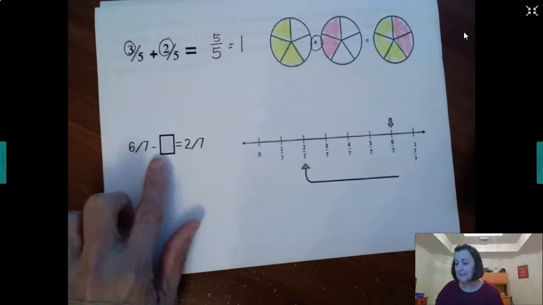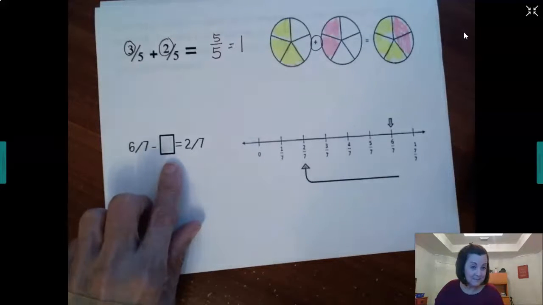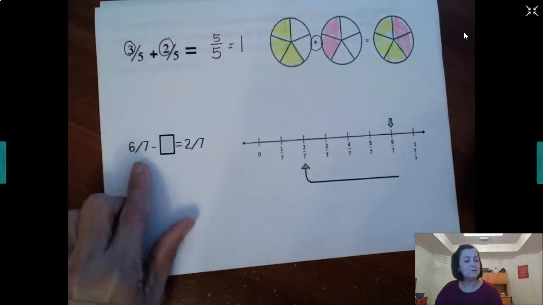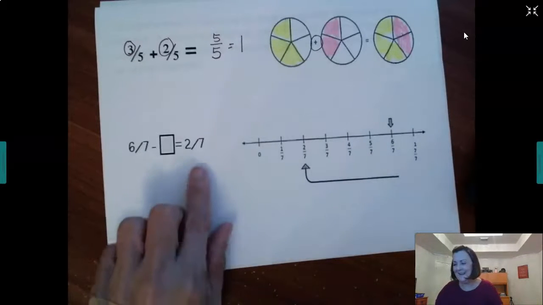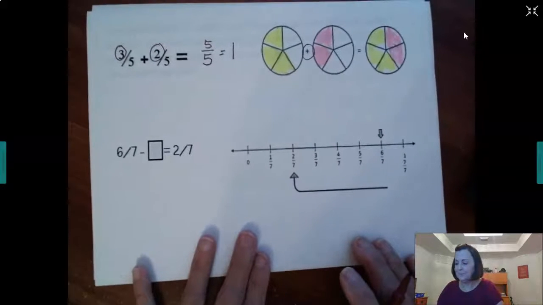6/7 minus something equals 2/7. So we have something missing here that we need to solve for. We have the total. We started off with 6/7, and after we took some away, we have 2/7 left. So we're going to use a number line to solve this problem.